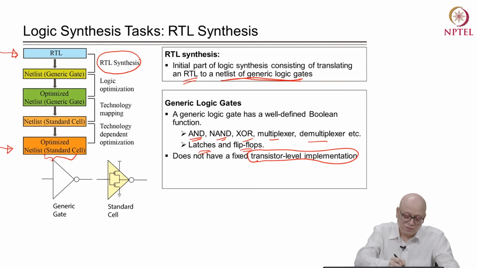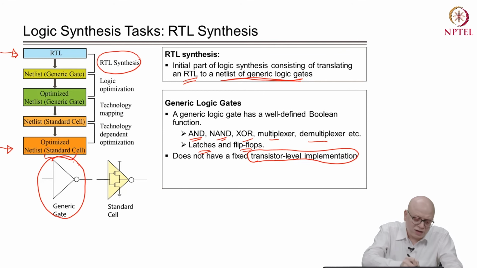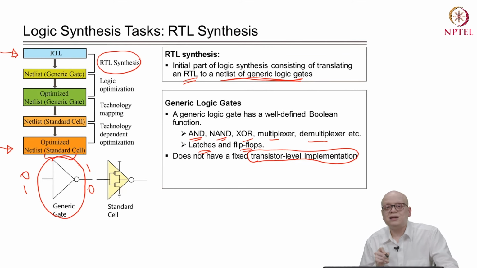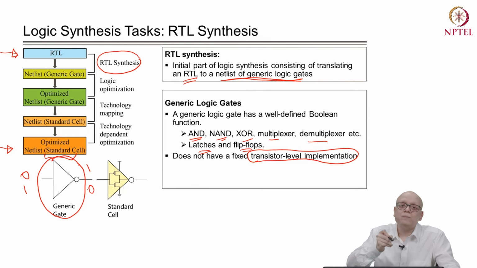For example, in this figure I am showing you a generic inverter. This generic inverter takes an input of 0 and produces 1, takes an input 1 and produces output 0. This is the logic function. But its internal transistor level details are not yet defined. The transistor level detail of the inverter is defined in the library cell.